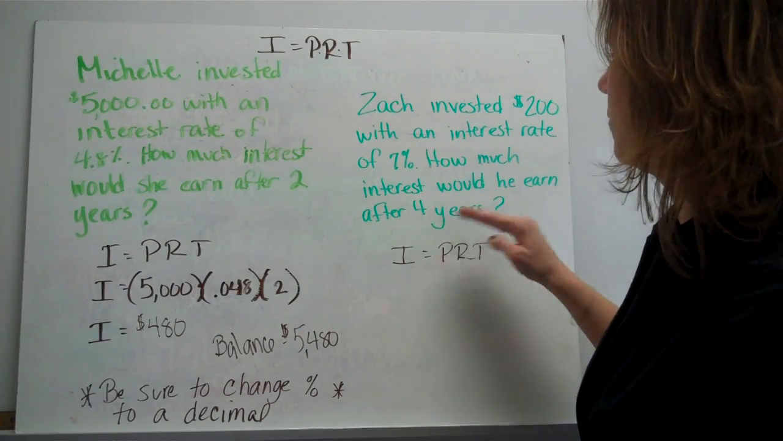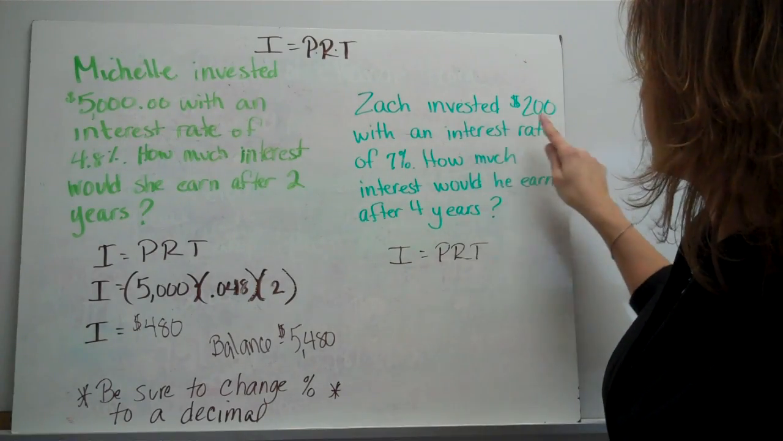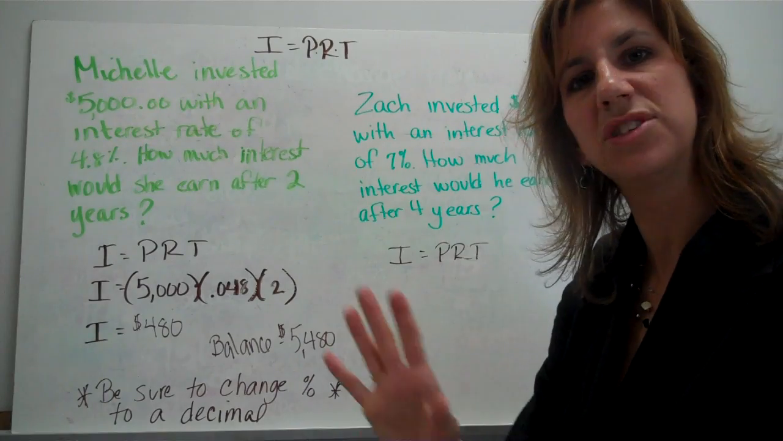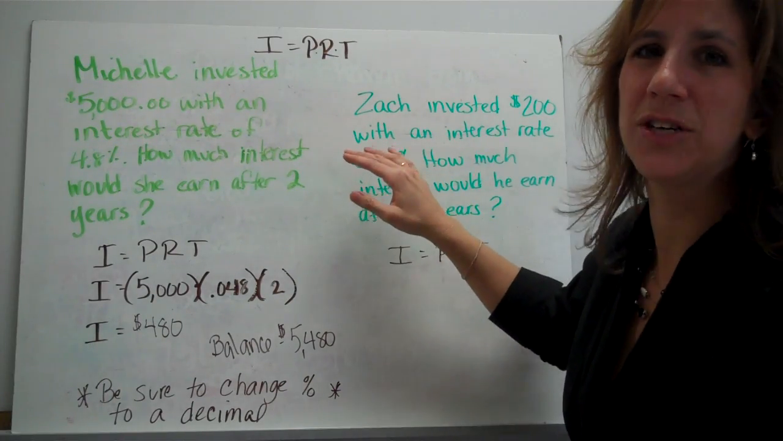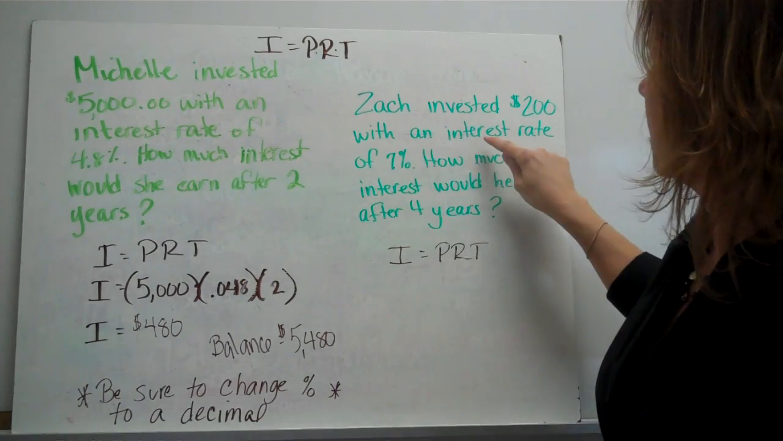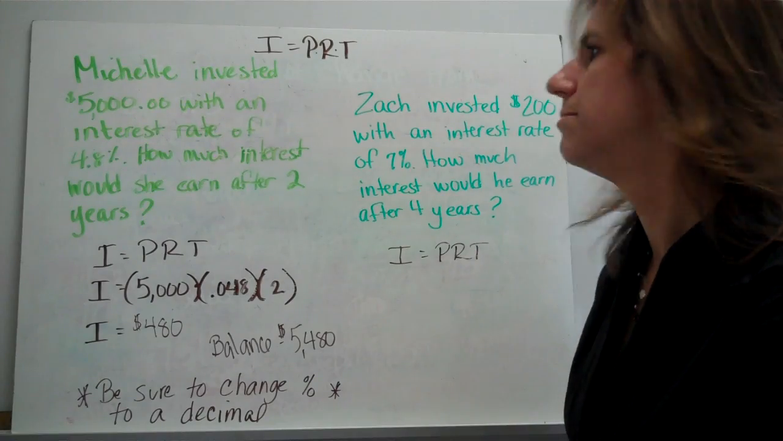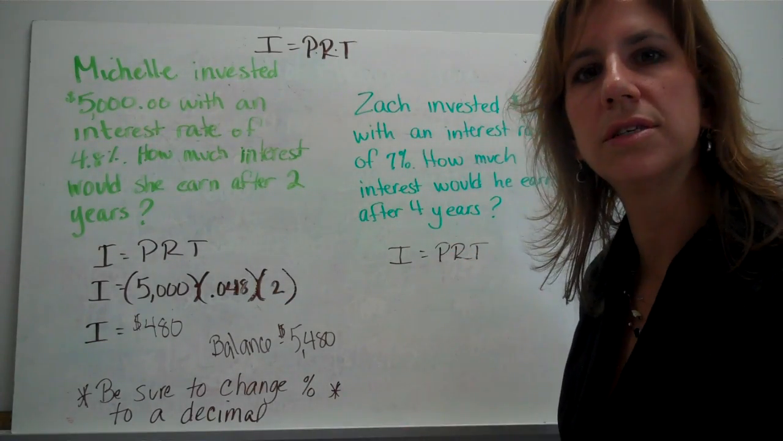All right. Go ahead and write down this example. Pause the video if you need to. Zach invested $200. He gave the bank $200 to borrow, to use, and to hold on to for him. The bank said, great, thank you so much for letting me use your money, and I'm going to pay you an interest rate of 7% because I got to use your money. How much interest would he earn if you left it in there for 4 years?